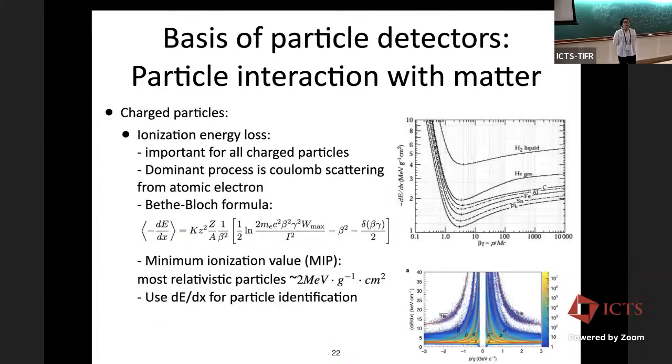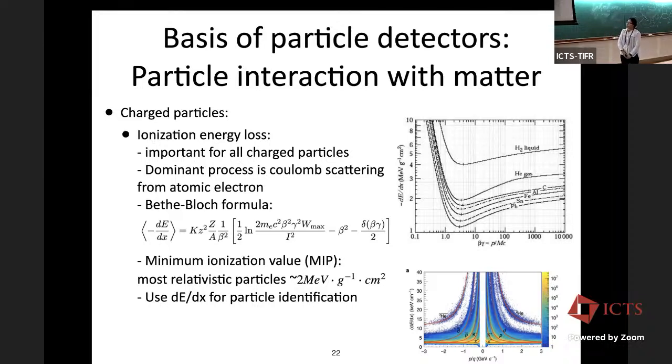All right. So now let's talk a little bit about the interaction of particles with matter. This is the basis of how you actually develop the detectors. So I'm focusing more on the working principle for different detectors, because you can easily see what kinds of detectors are available. But since most of you are theorists, I thought this might be more interesting to discuss.